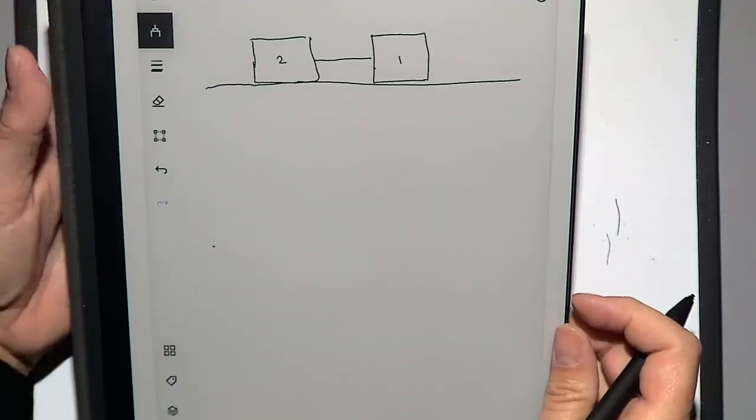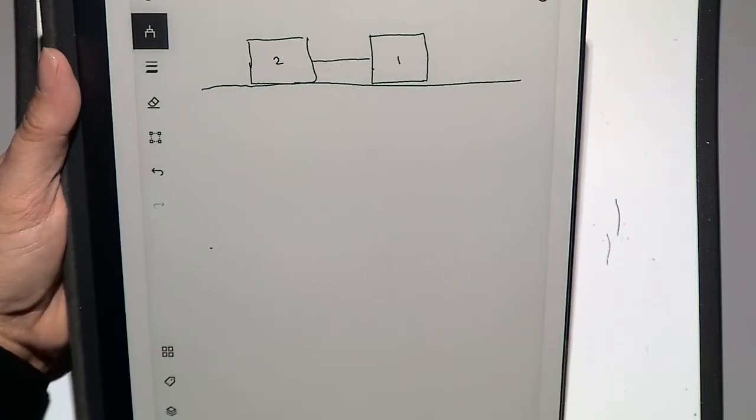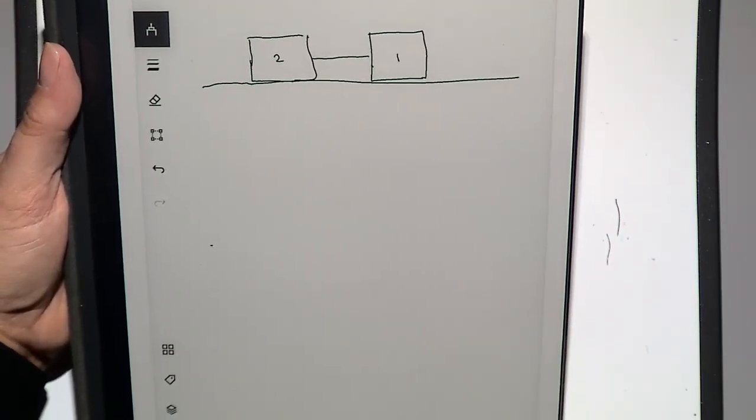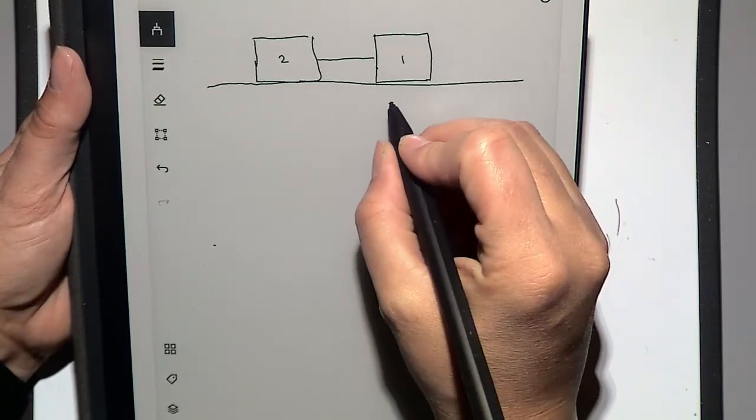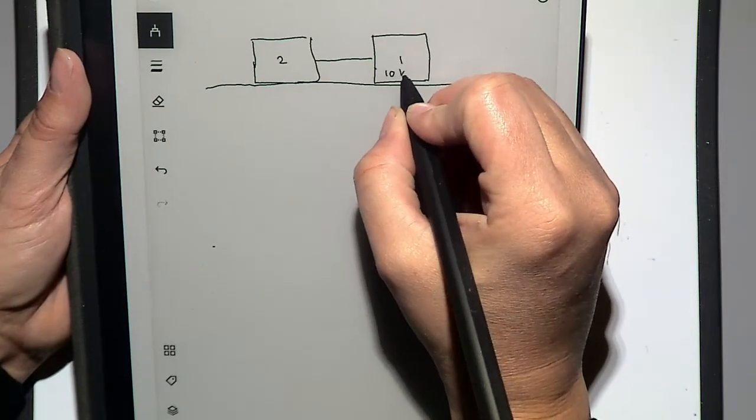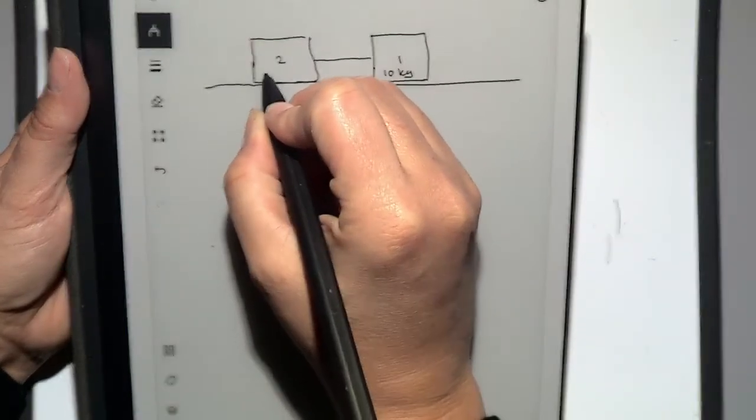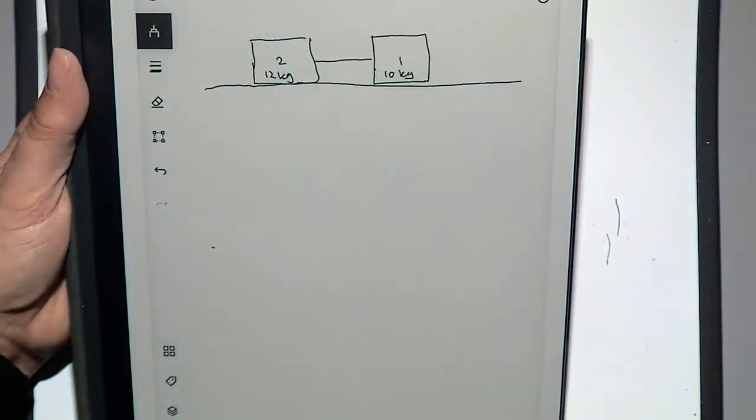All right, so I'm going to label 2 and 1. It doesn't matter which one's 1 as long as it's consistent with your symbols later on. So the first box is 10 kilograms. I'm just going to put that here. And the second one is 12. So we've got our problem there.